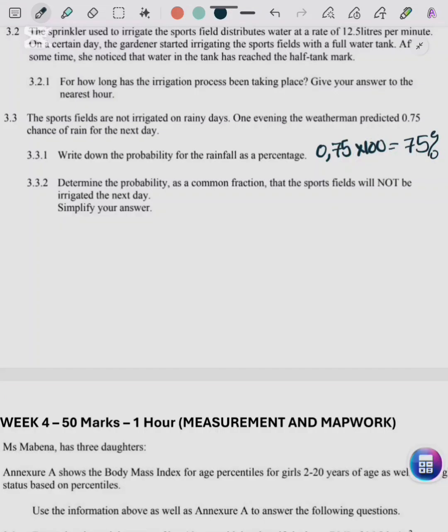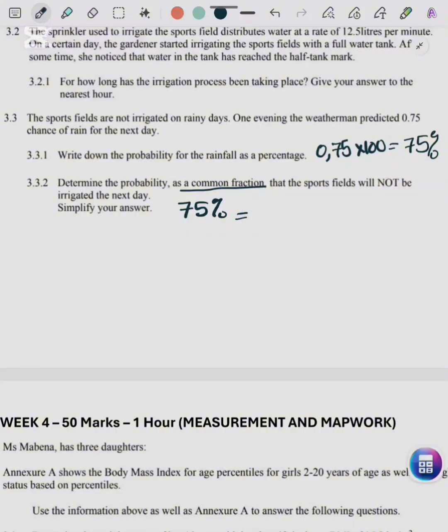Okay. Remember, a decimal is a type of fraction. We know to change a fraction to a percentage, we times by 100. We do the same thing with a decimal. Then we're told, determine the probability as a common fraction that the sports field will not be irrigated the next day. Simplify your answer. So they tell us that they're not irrigated on rainy days. So all we're going to do here is say, well, we know that the chances as a percentage was 75%, but they want this as a common fraction now.